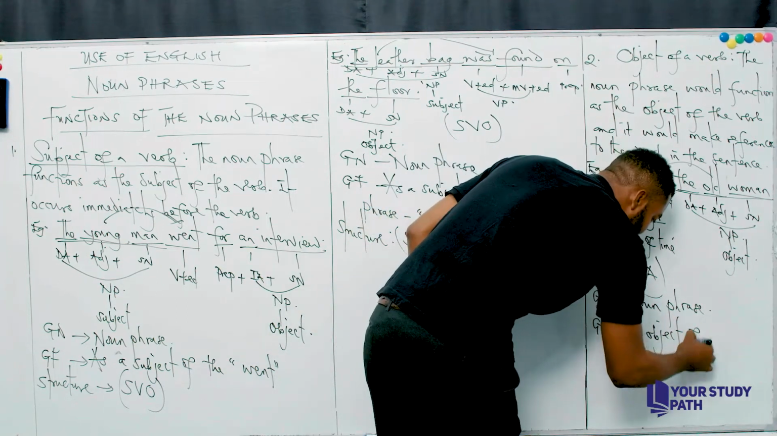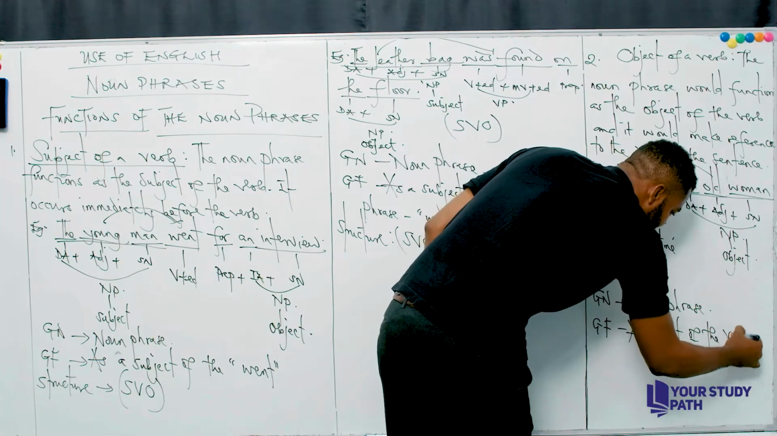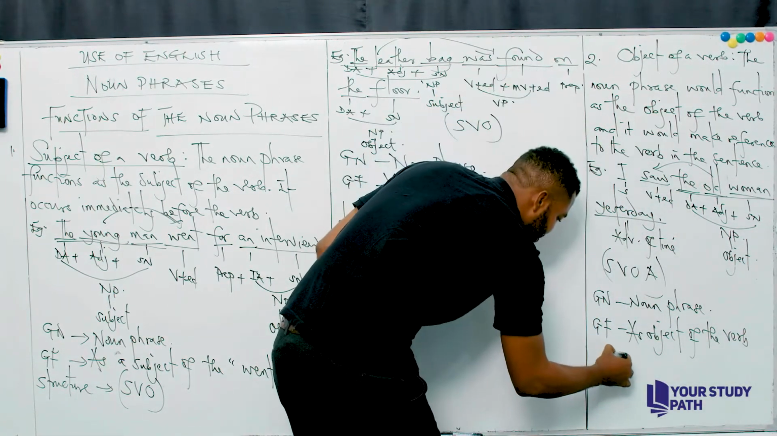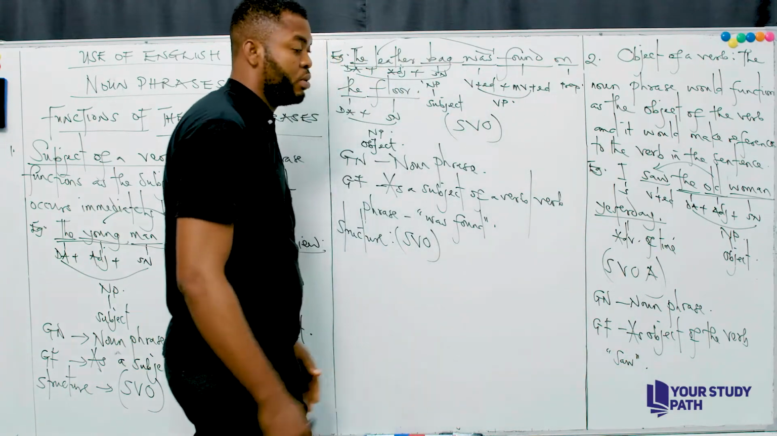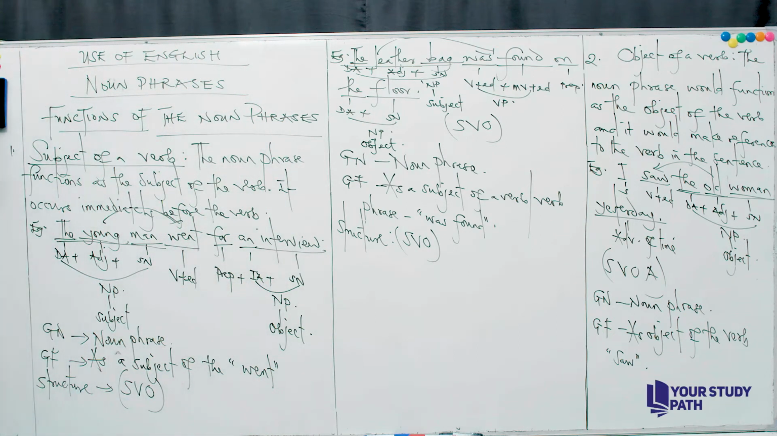As object of the verb. As object of the verb. What do you have? Saw. So as object of the verb saw. I've been able to analyze this. So please look to the board and see this.